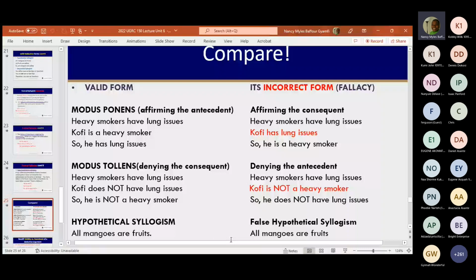Now, I could have said all females like marriage, whatever. And my premise there, all females like marriage.